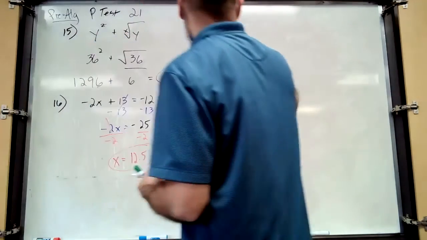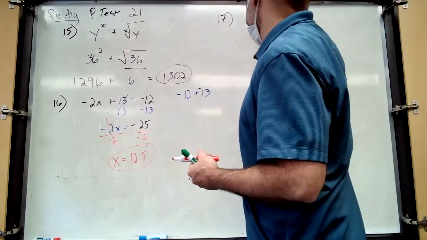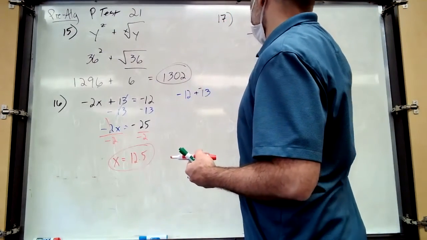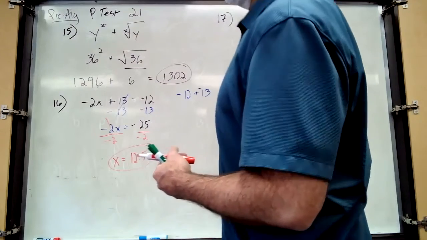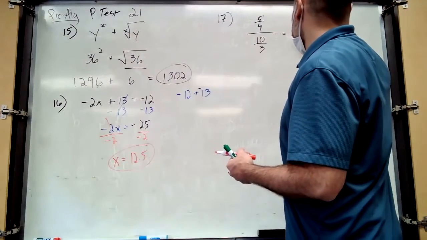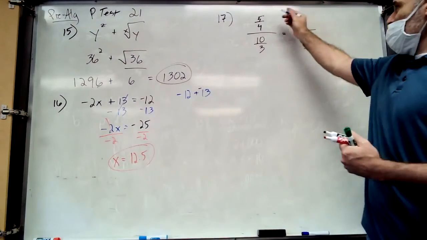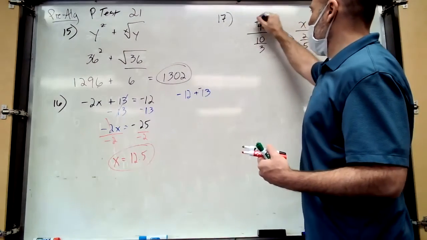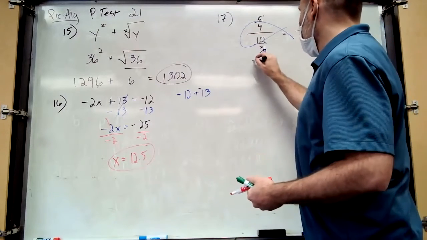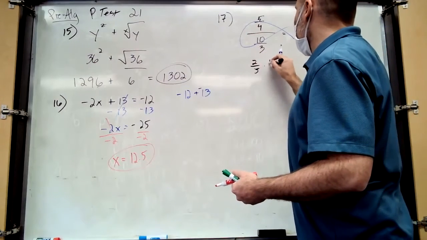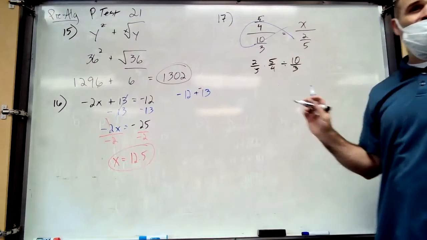Okay, fish method. First thing I'm going to do is get rid of those improper fractions. This is 5/4 all over 10/3 equals x over 2/5. So fish method, remember, the only cross product is right here, so we're going to multiply these and then divide by 10/3. So I'm going to write all that out: 2/5 times 5/4 divided by 10/3. So far, so good?